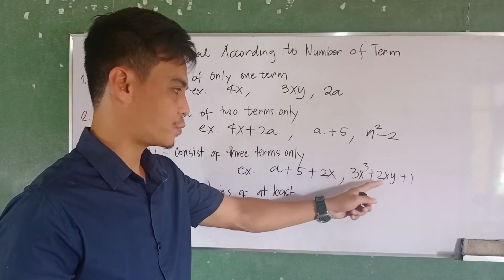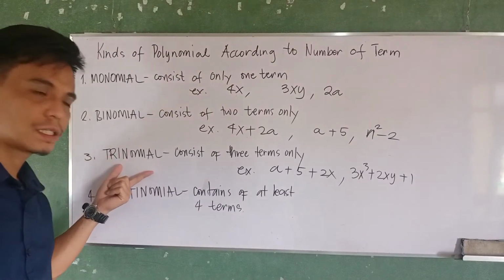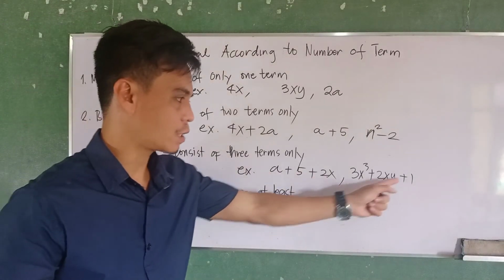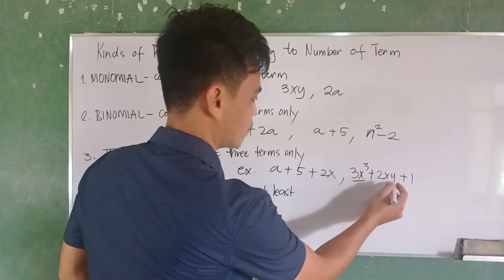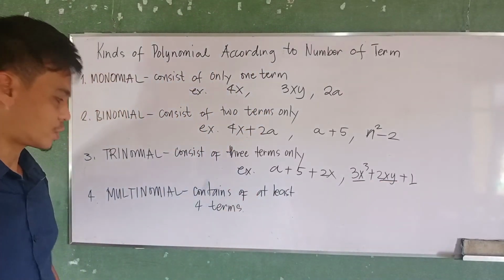3x cubed plus 2xy plus 1 is also a trinomial. Bakit? Meron siyang tatlong terms. So, 1, 2, 3. Okay, so meron siyang tatlong terms.